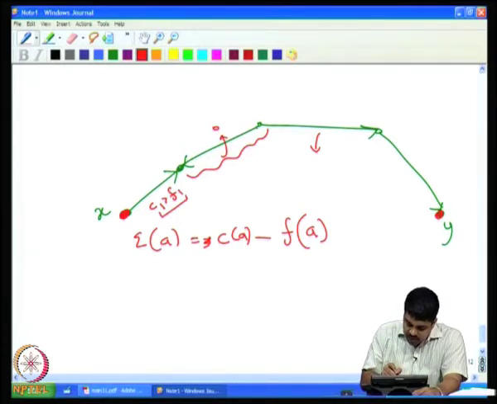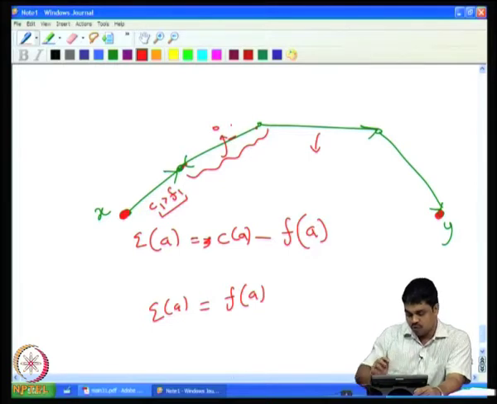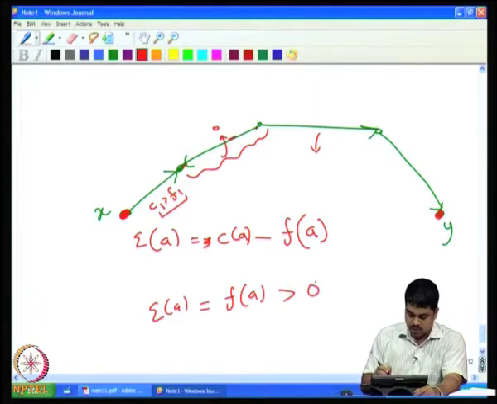On the other hand, if it is a backward arc on this path, then we will take the value of the flow f of A itself as the epsilon of A, which essentially means that we can cancel that flow and go forward. That is intuitively the meaning, and that is why we want this to be greater than 0. So, it should not be a 0 flow.